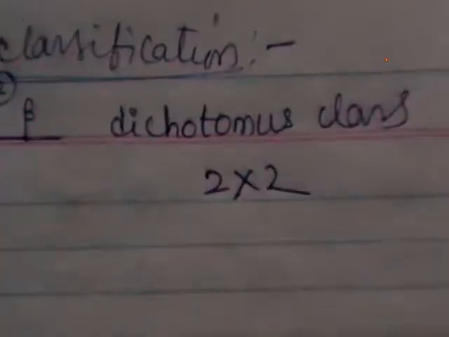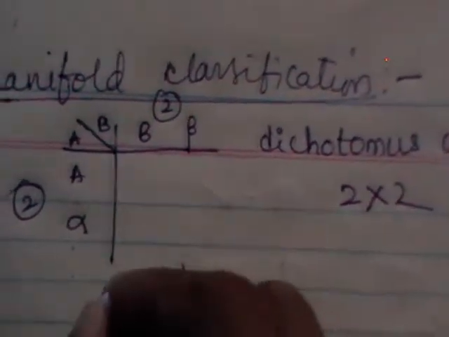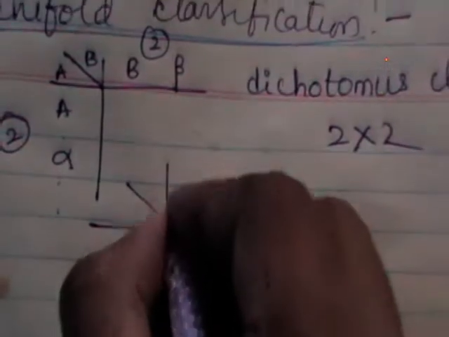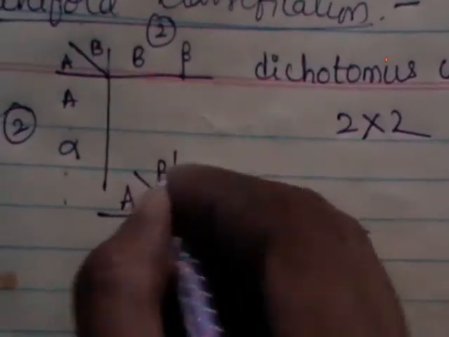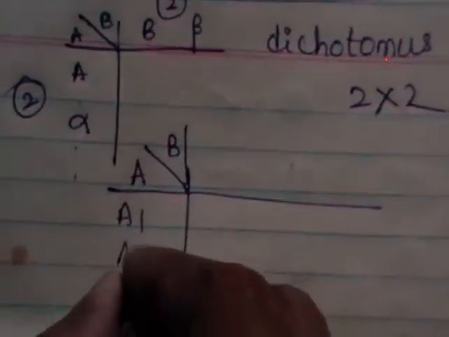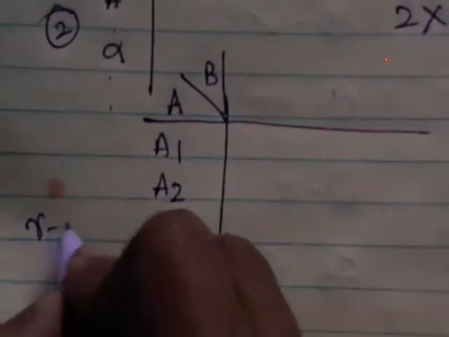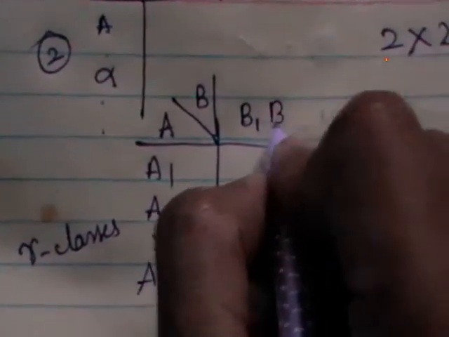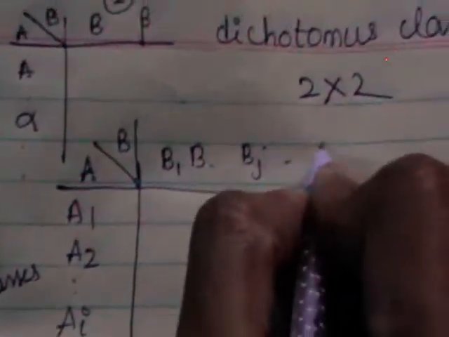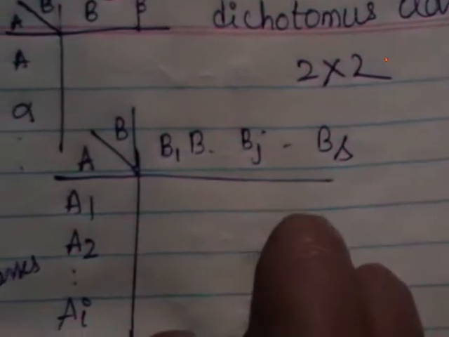Here we are going to discuss manifold classification, which means that we have only two attributes, A, B, but each attribute is assuming a number of classes, say r classes. A is assuming r classes here, B is assuming B1, B2, and so on, somewhere Bj and Bs. Try to identify the difference between these two.